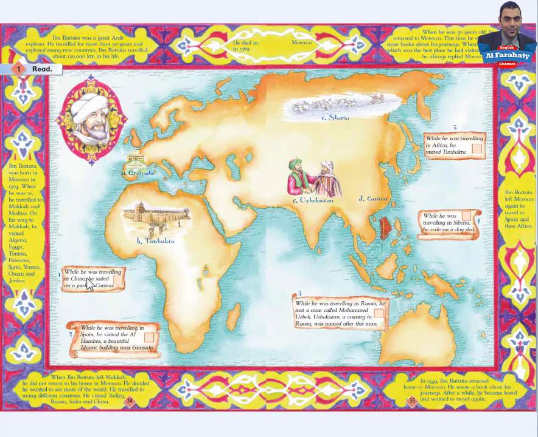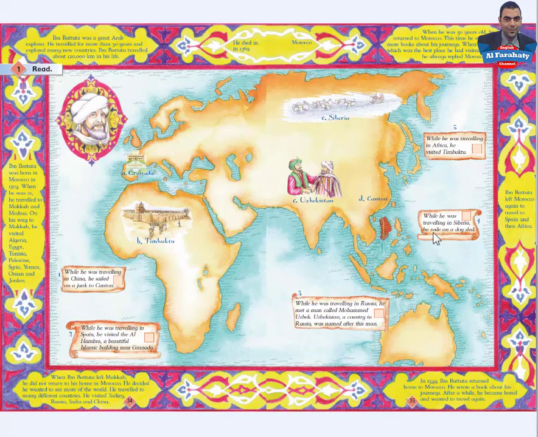1. While he was traveling in China, he sailed on a junk to Canton. 2. While he was traveling to Spain, he visited Alhambra, a beautiful Islamic building near Granada. 3. While he was traveling in Russia, he met a man called Muhammad Uzbek. Uzbekistan, a country in Russia, was named after this man. To your knowledge, Uzbekistan was a part of the country of Russia, but now it is an independent country.